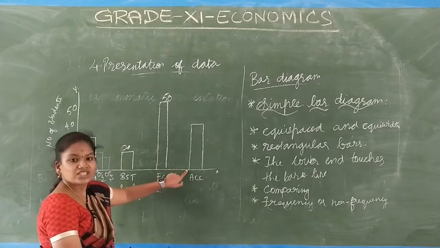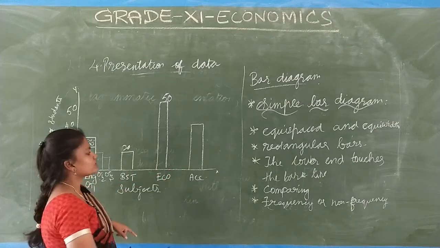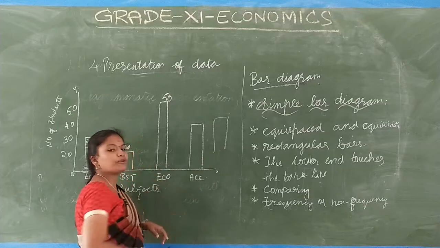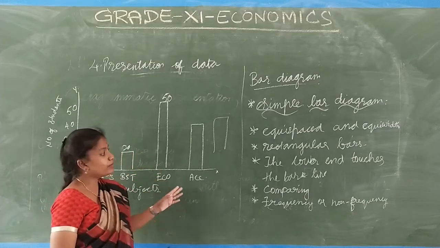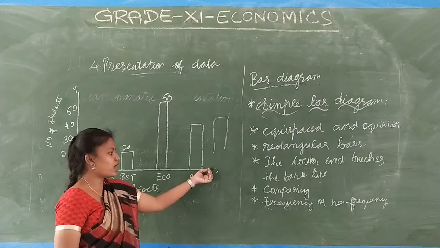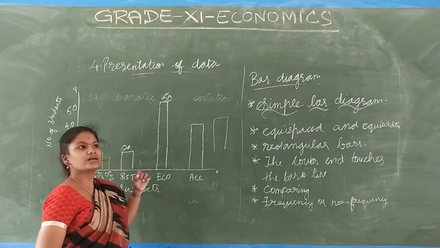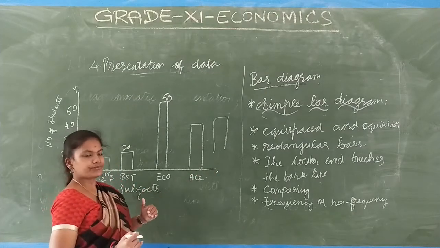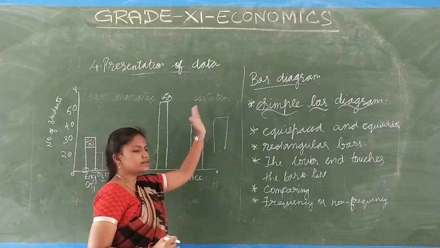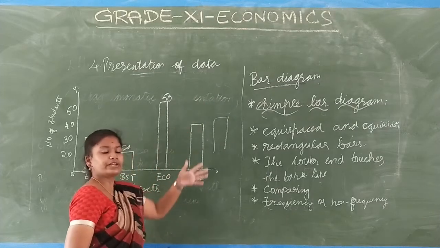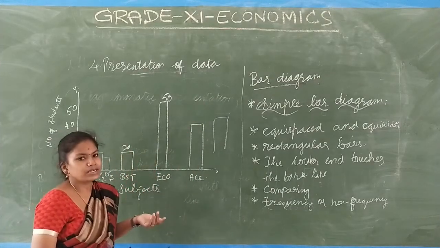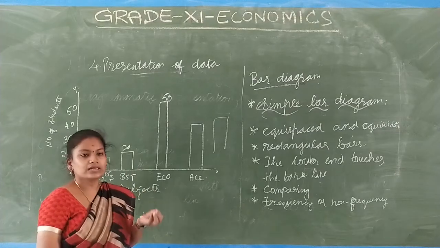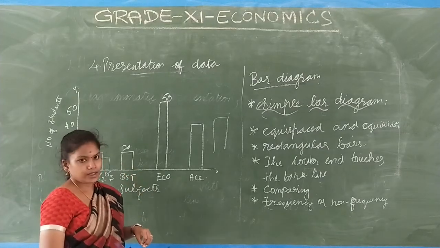Lower end should touch the base line. From here only you should start. You cannot start your bar from here. Always every bar from the simple bar diagram should start from the base line. That is, the value starts at 0. From 0 to 30, 0 to 40, 0 to 50, like that only you can compare. 20 to 30, 30 to 40 cannot be compared, cannot be represented using a simple bar diagram.